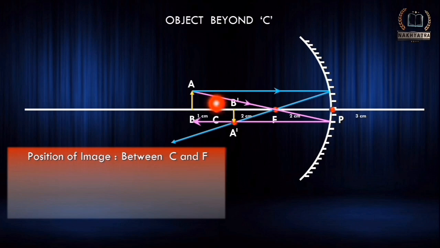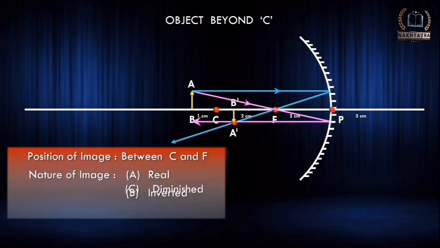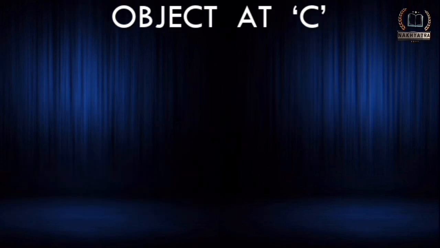Now the position of the image, from this ray diagram we can say that it is between C, the center of curvature, and the focus F. The nature of the image is real and inverted. We know it is real because it is in front of the mirror, and it is inverted, that means upside down, as you can see here. The size of the image is diminished, so compared to the object, the image is small. Clear everyone? Okay.